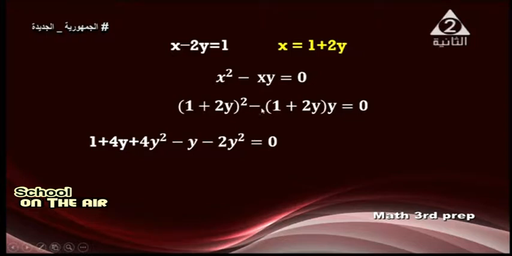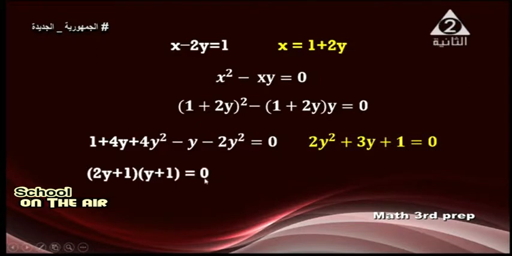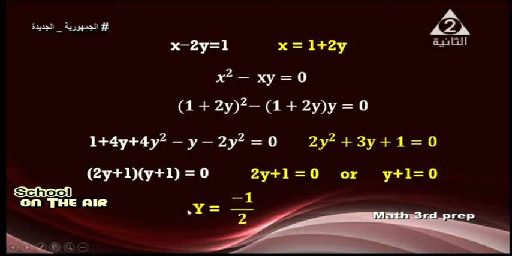Be careful: negative 1 times y equals negative y, negative 2y times y equals negative 2y power 2. We simplify and finally factorize, so I have y times (2y plus 1) equals 0, either that or y plus 1 equals 0. So I have two values: y equals negative 1 over 2, y equals negative 1.